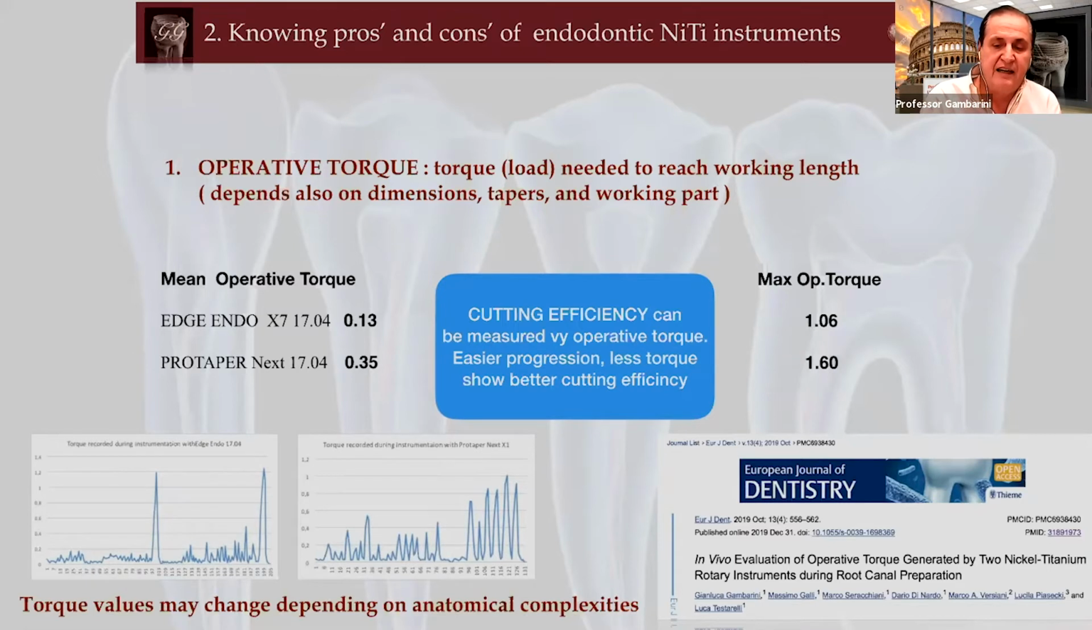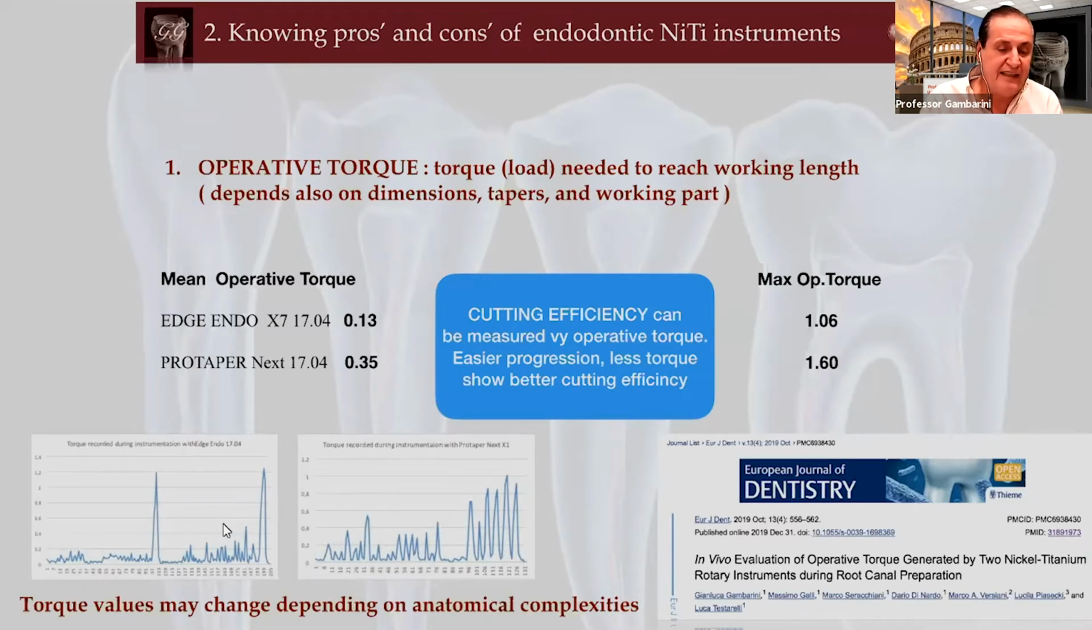But very interesting here is that the operative torque actually is a measurement of the cutting efficiency. Because if it needs less torque, it means that there's easier progression that shows better cutting efficiency of the overall instrument. So if we make a comparison here between the X7 and ProTaper Next, we can very easily show that the mean operative torque for the EdgeEndo X7 is much lower, meaning that it's a much more efficient file, but also it's a less risky file because if we also consider the maximum of operative torque, the peak torque, which are the dangerous ones, we see that they are nearly half of the other one. So you can see this in two graphs.